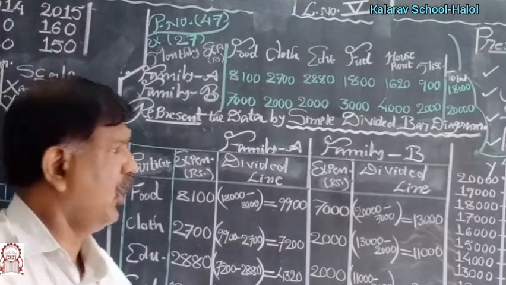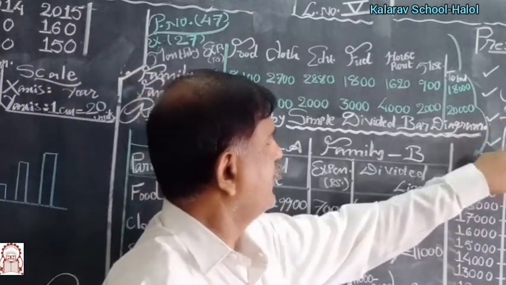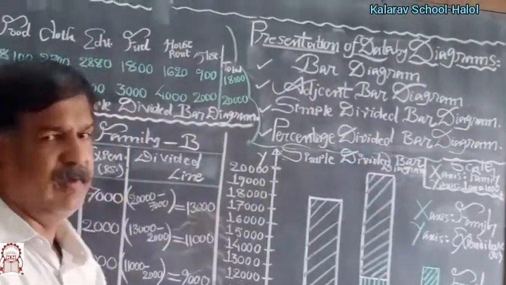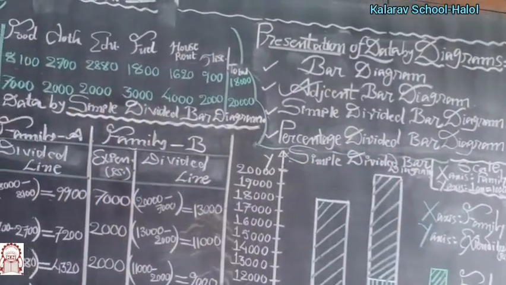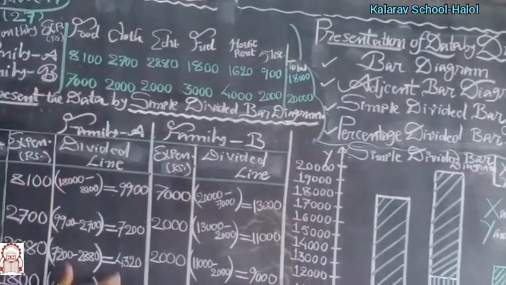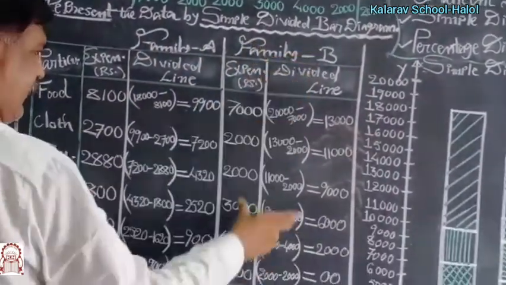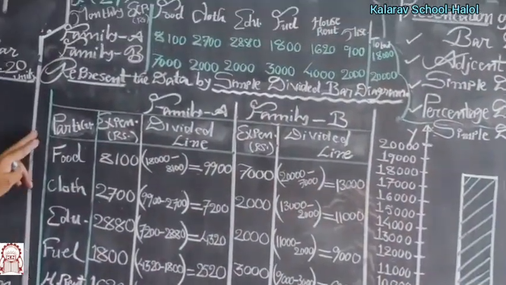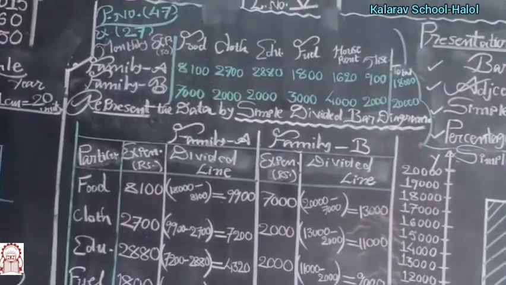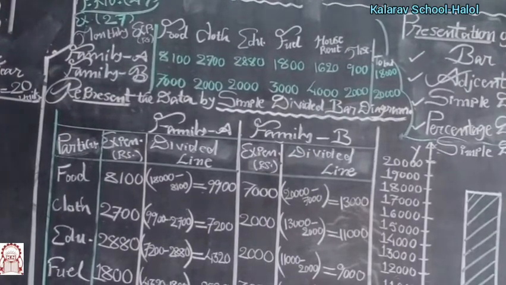Now, how to draw these two types of diagram? The simple divided bar diagram and the percentage divided bar diagram. We have to prepare the solution table this way, for family A and for family B. Particulars means monthly expense on food, clothing, education, fuel, house rent, and miscellaneous expense.